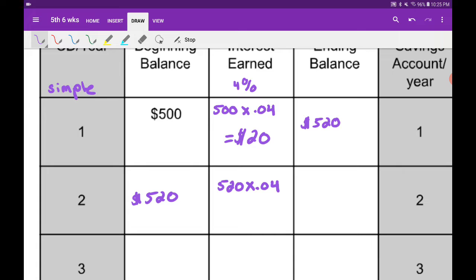All right, and I already goofed here because it's simple interest. So take that off. It's going to be 500 times 0.04 again. So when we do simple interest, like I said earlier, that 4% is multiplied to the original amount. All right, so again, it's going to be another $20.